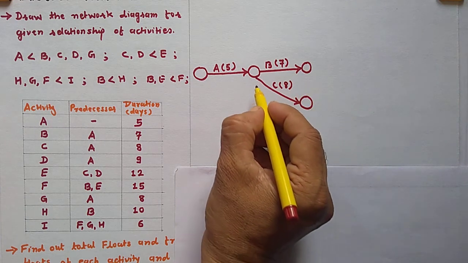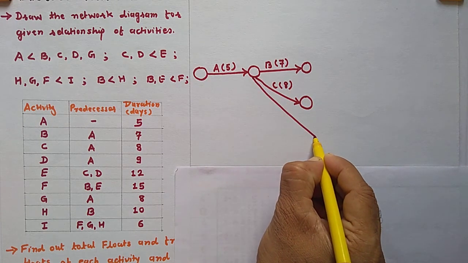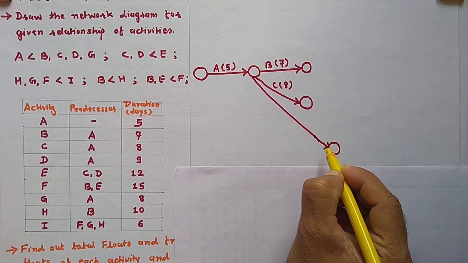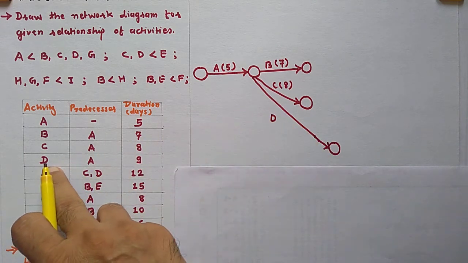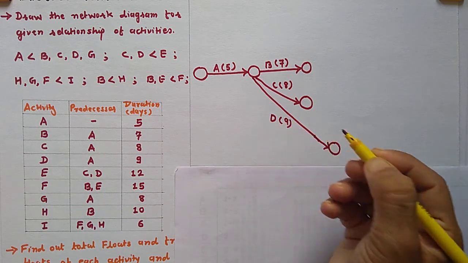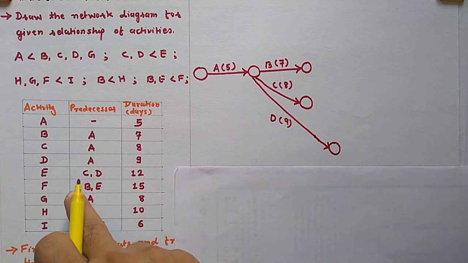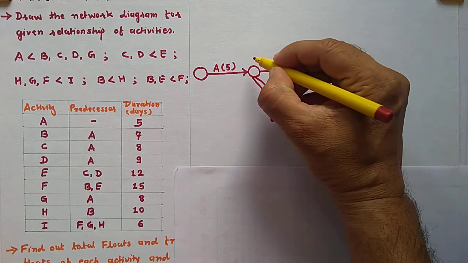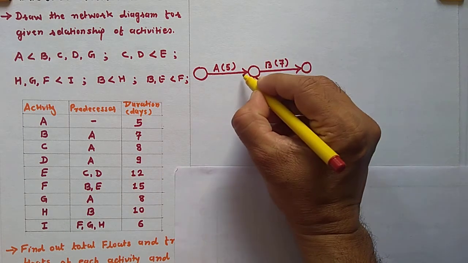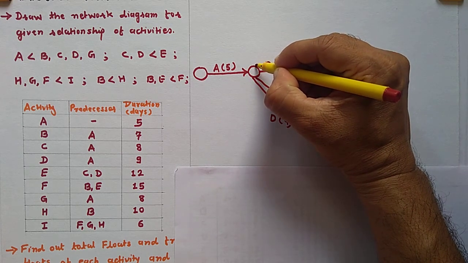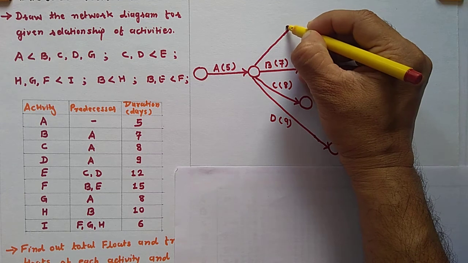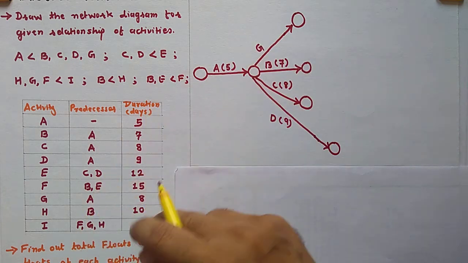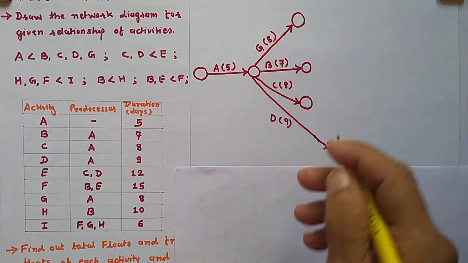And this is activity D, the duration is 9 days. And then activity G. G also has A as predecessor, so we have to draw activity G after A is completed. I will draw the G activity in this manner. This is activity G and the duration of G is 8 days. So write it down over here.